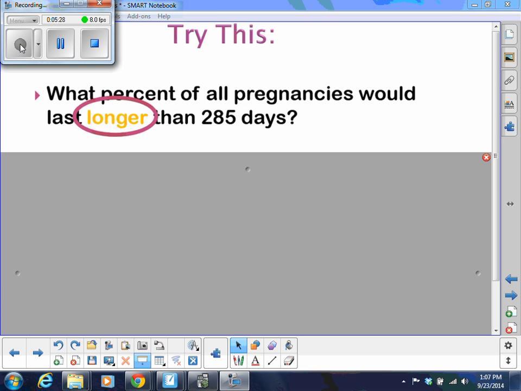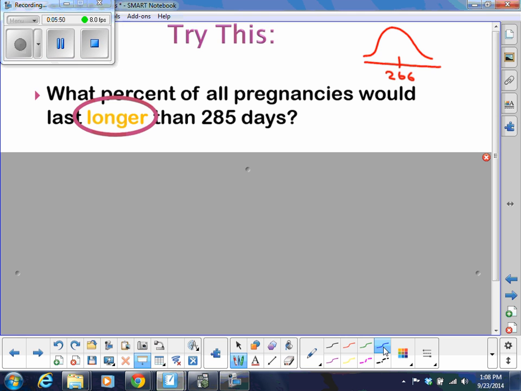Okay, so let's change it up a little bit, and let's say we want to know, for example, what percent of all pregnancies would be longer than 285 days. So it's going to be kind of a similar process. A quick little sketch here would show, and when you do these problems, I really encourage you, you're going to need to do a sketch. You're going to put the mean in there. This is still the same issue, so it's still 266. The 285, we'll look at the detailed picture in a second, but the 285 was somewhere way up here.